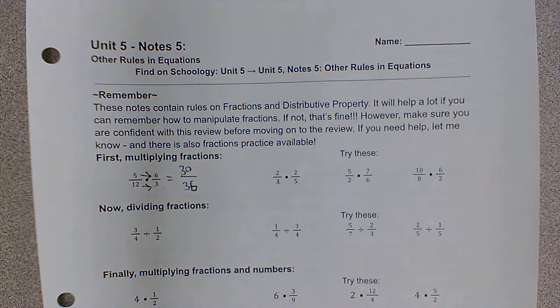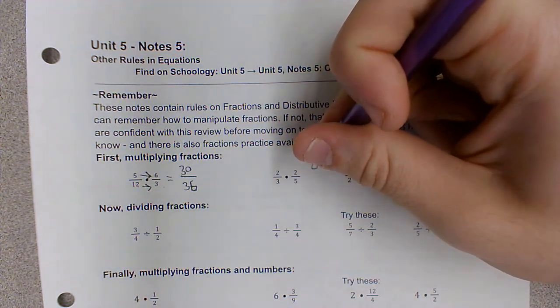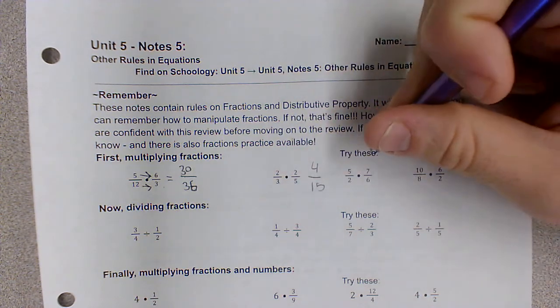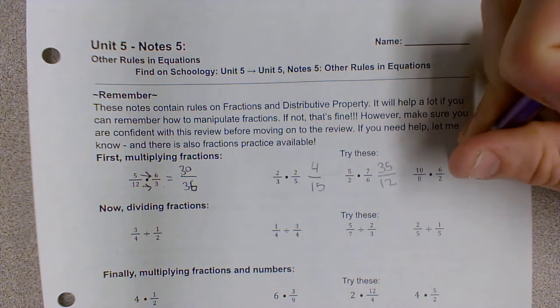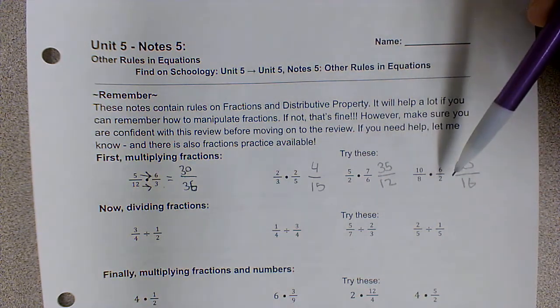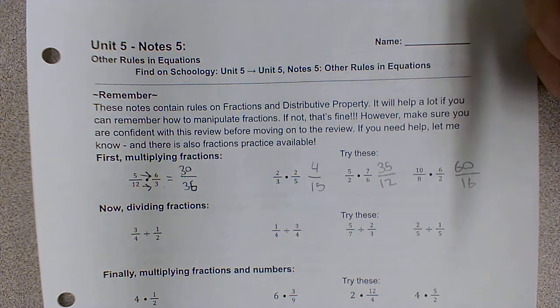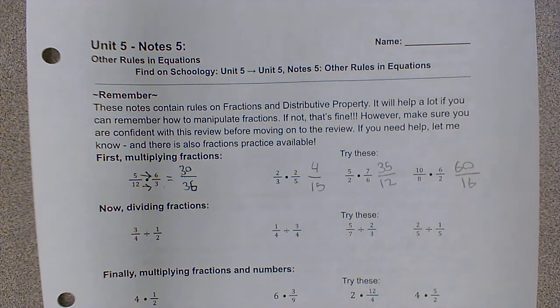Okay, did you get it? My answers were 4 over 15, 35 over 12, and 60 over 16. If you didn't get these, please tell me. Please do practice. I want to make sure you get it down before you keep going, because it's only going to get harder from here.